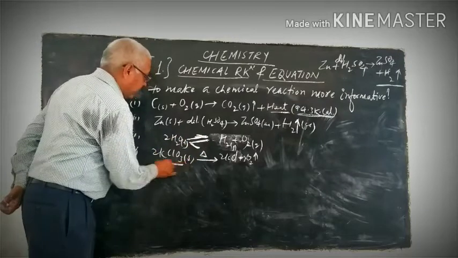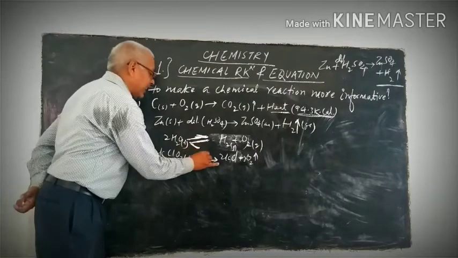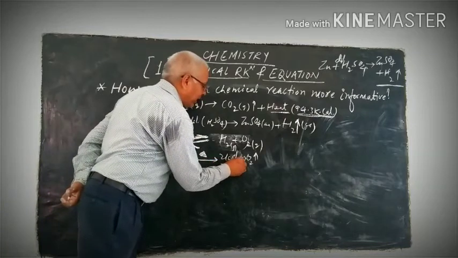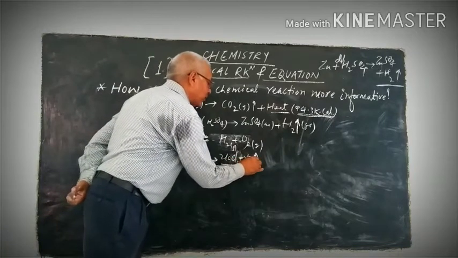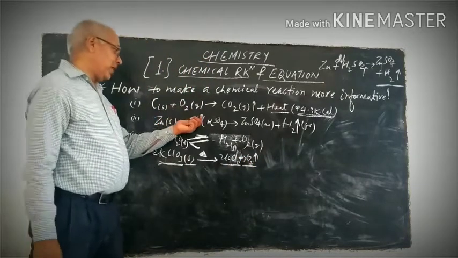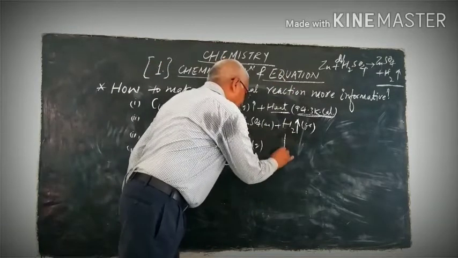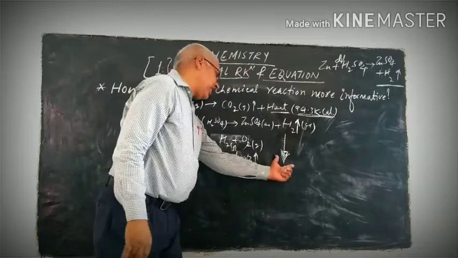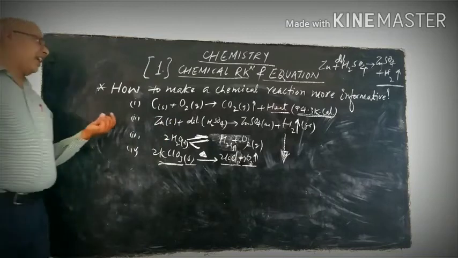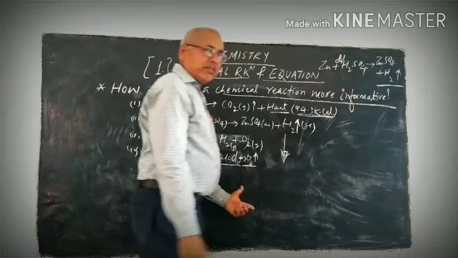Same for KClO3, which is in solid state. After heating, this sign indicates the heating information, and we get potassium chloride, which is solid, and O2, which is gaseous. So after putting some S, L, G along with dil or conc, along with aq, and a downward arrow sign, which indicates precipitation, these are the symbols used in a chemical reaction, and now our chemical reaction becomes more informative.